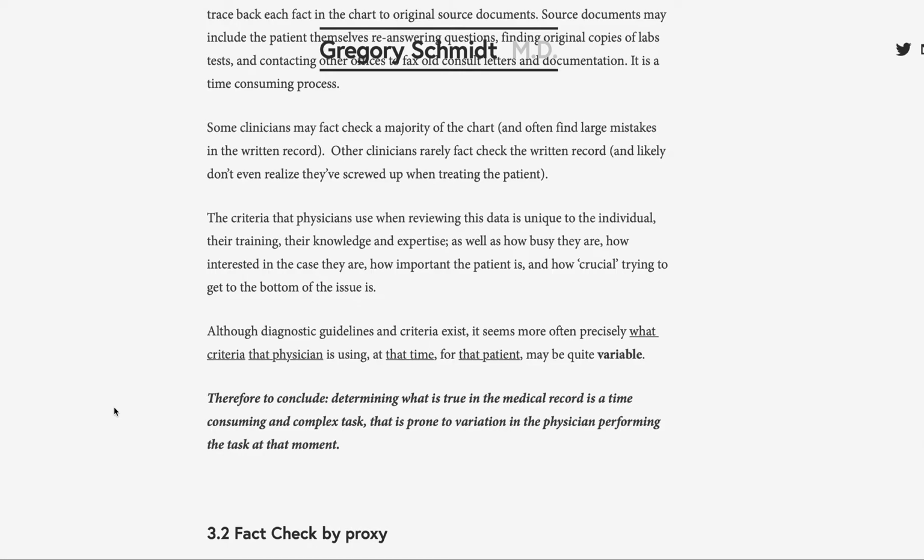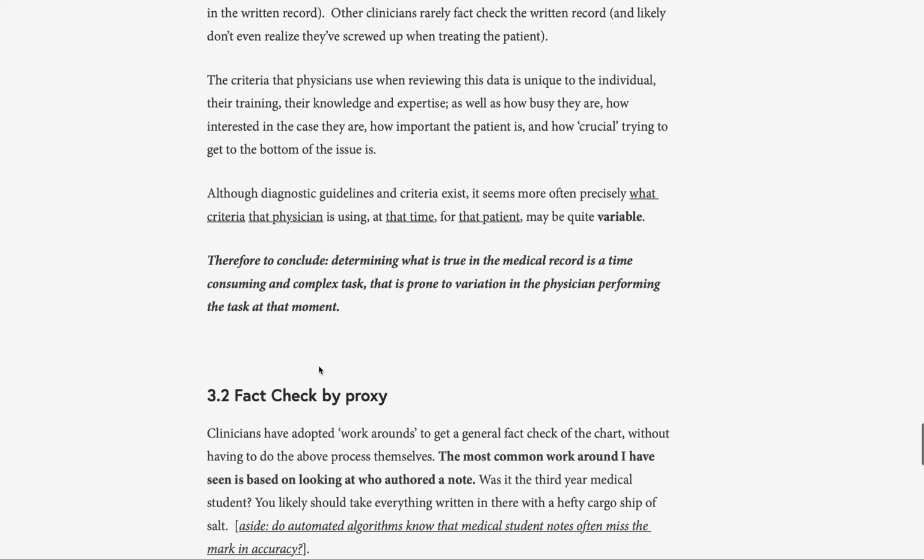As I mentioned, though, not all physicians fact check the entire chart. In fact, most physicians rely on workarounds. And the workaround is, based on my observations, that people will look to see which notes have been written by other clinicians. For instance, if a note was written by a third-year medical student, you may take most of it with a certain amount of skepticism, knowing that often medical students miss the mark in accuracy. It generally might be correct, but there's a few key parts which are just not accurate and not true.